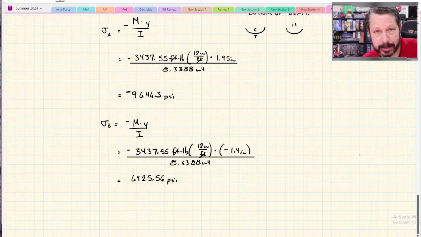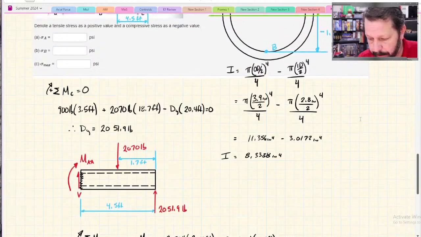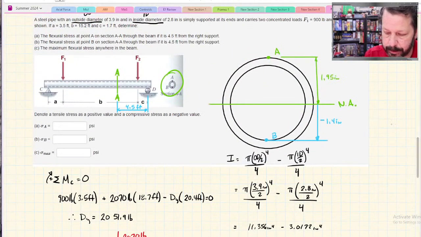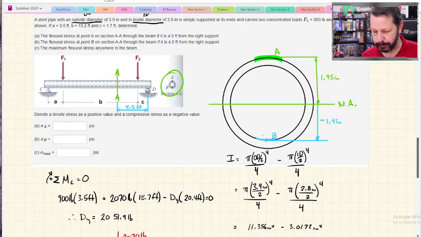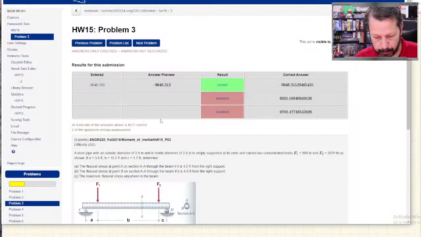It's positive, so it is a tensile stress, and it's a little bit less than the compressive stress we just calculated because the compressive stress was all the way on the outer surface of the beam, and the one that we just calculated at B is not all the way at the bottom. It's kind of near the bottom, but not quite as far away. So I think this is the right number, 6925.56. Yeah, the same number.